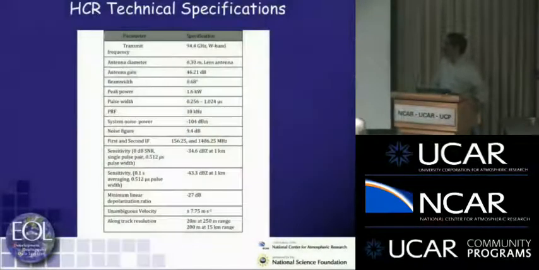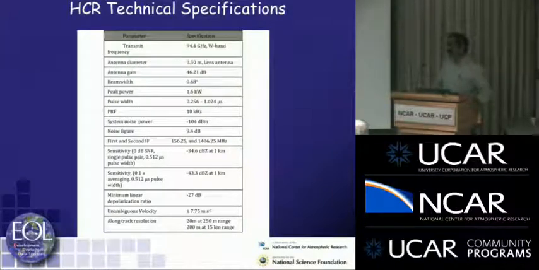This is the performance characteristics of the system. The important thing is about 0.7 degree beamwidth and the peak power of 1.6 kilowatt. The sensitivity that could be achieved is about minus 43 dBZ at 1 kilometer, and that's a very good sensitivity. For most clouds, about minus 3 dBZ, you can measure a hundredth of a gram per meter cubed precipitation amount. And there's a good dynamic range at 1 kilometer.